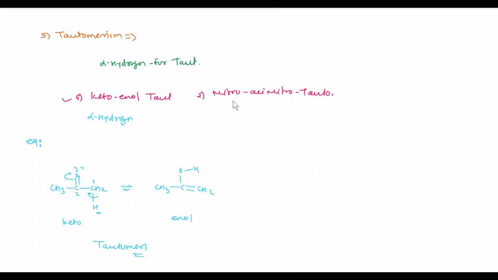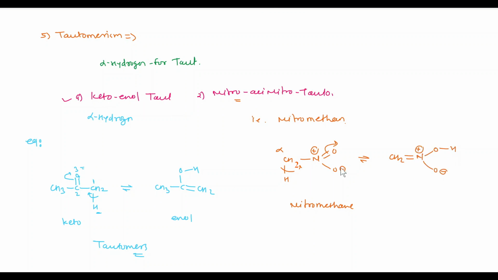The example for nitro-aci-nitro tautomerism is nitromethane. In this case, basically CH3 is attached to the NO2 group. Here negative and here positive. This is called nitromethane. When this alpha hydrogen with respect to the nitro group shifts via 1,3 migration, it gives an aci-nitro form, that is CH2 double bond N, that is called aci-nitro. These two structures are tautomers of each other.